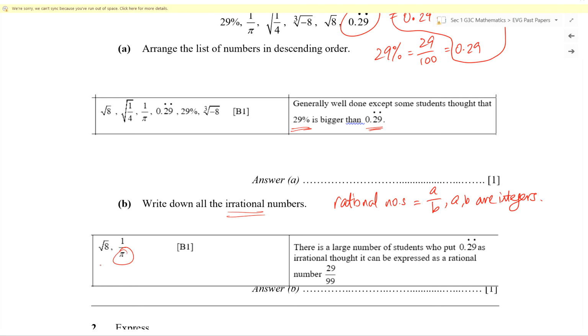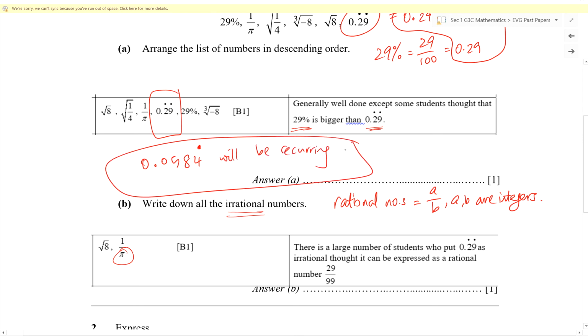And I also remember telling you that every time you see dots on top of a number, any number, 0.0584 with a dot over here, this will be recurring. It continues forever, but there is a pattern. Therefore, it is recurring. Okay? Please do not include 0.29 recurring over here. So see, 0.29 is actually 29 over 99 when it is recurring.